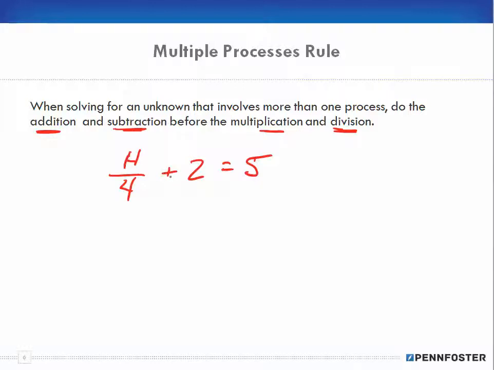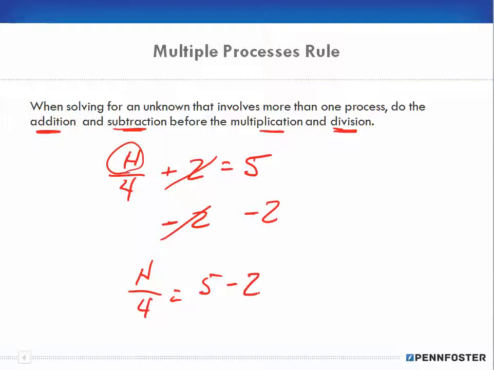In solving for the unknown, the variable, we do our addition and subtraction first. I want to isolate the variable on one side of the equal sign, so I need to subtract 2 from both sides, because plus 2 and minus 2 ends up being 0. So I end up with h over 4 is equal to 5 minus 2, which is h over 4 is equal to 3.